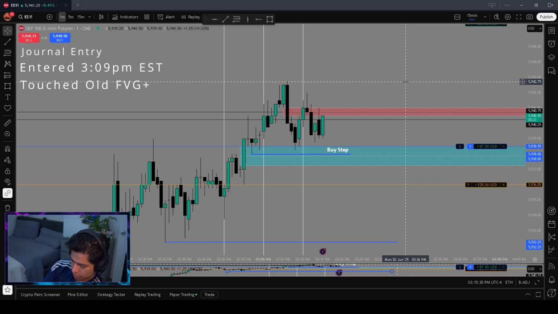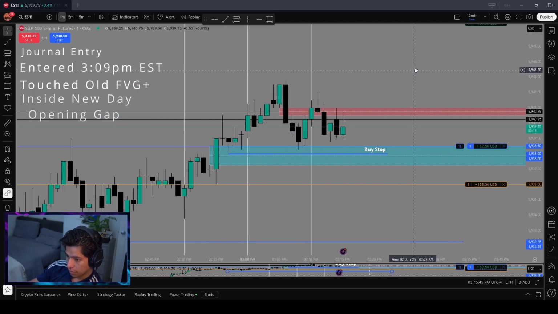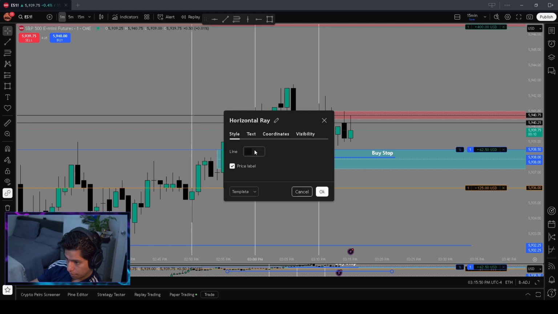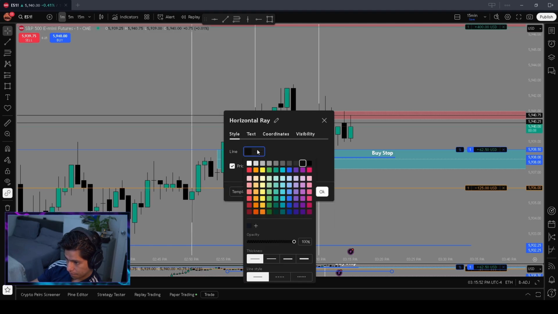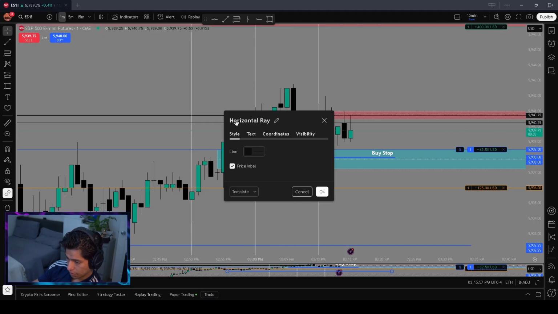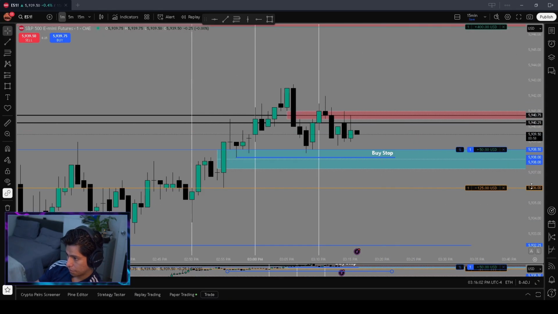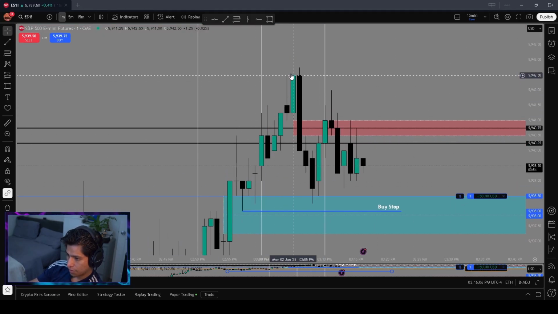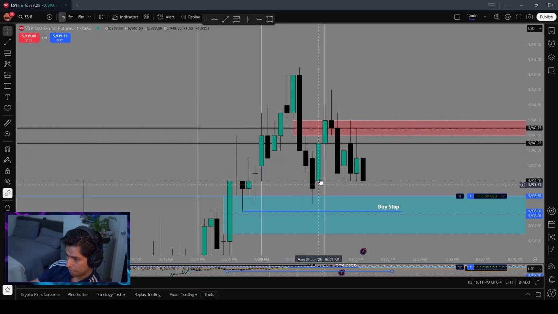Also, I'm gonna mark it so it's close by a new day opening up. So here, if we really zoom in, these two black lines are a new day opening up. So you can see price went over it, went under it, and you see how we created this red.